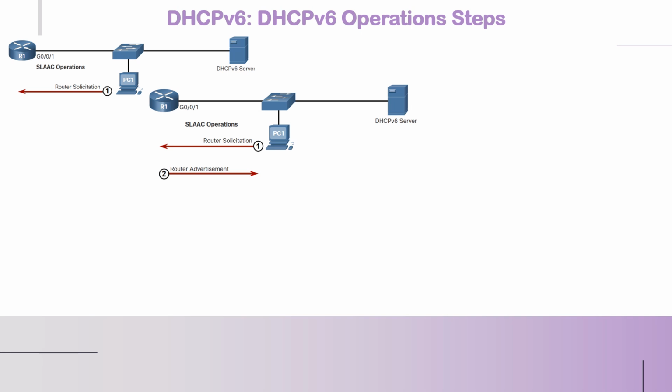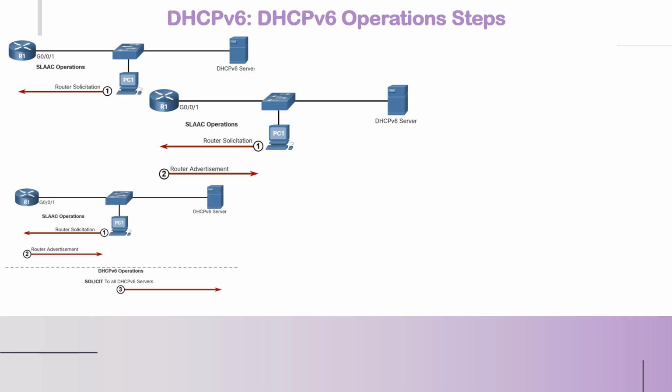And step number 3 is where the host sends a DHCP version 6 solicitation message, which means that the client, now a DHCP version 6 client, needs to locate a DHCP server and sends a DHCP version 6 solicitation message to the reserved IPv6 multicast all DHCP version 6 servers address. This multicast address has link local scope, which means that routers do not forward the message to other networks.